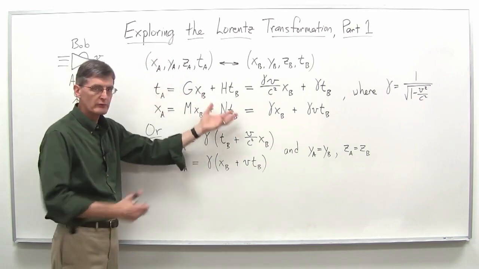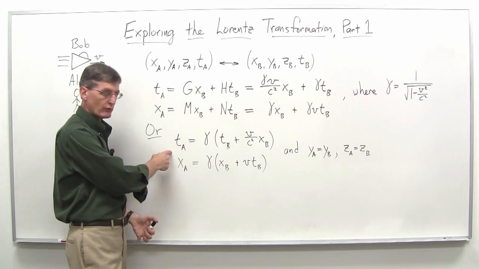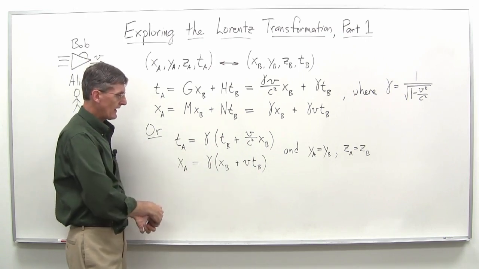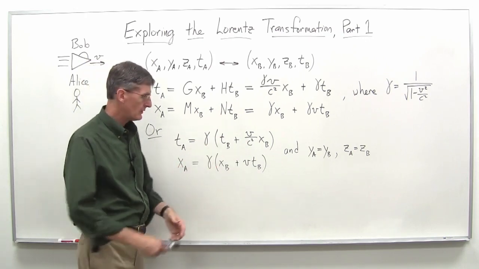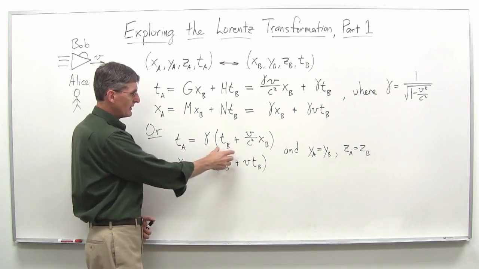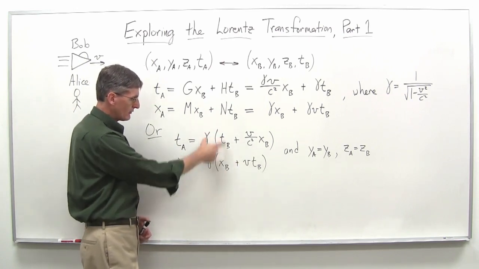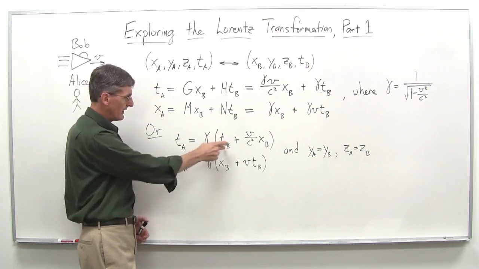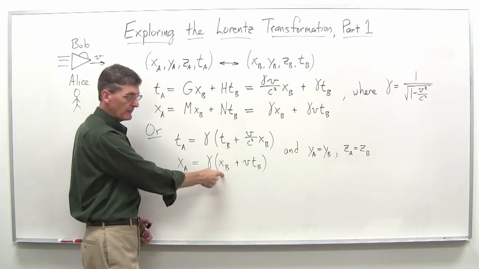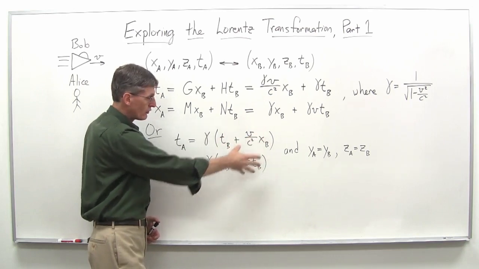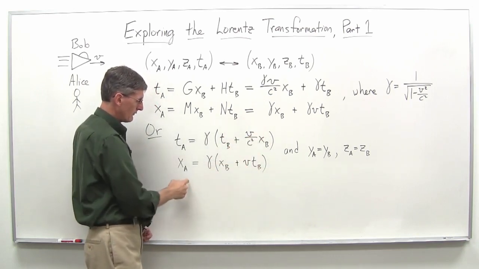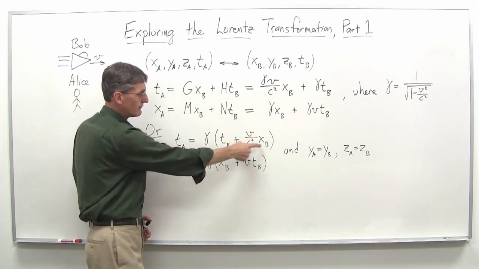We rewrote those. We just moved things around a little bit and put them in this form for TA and XA. It's a little bit easier to memorize them in that form. TA equals gamma times TB plus V over C squared XB. XA equals gamma XB plus V TB. Notice this sort of parallelism here between TA, TB, XA, XB. Slight difference in the second term in each. I've got V TB over here in the XA and V over C squared XB.